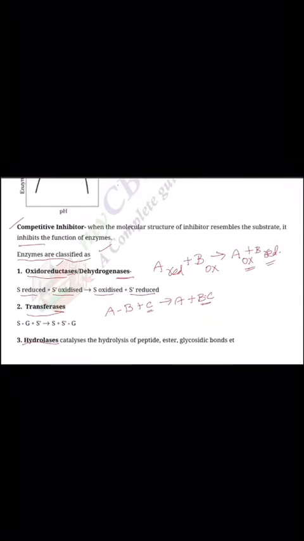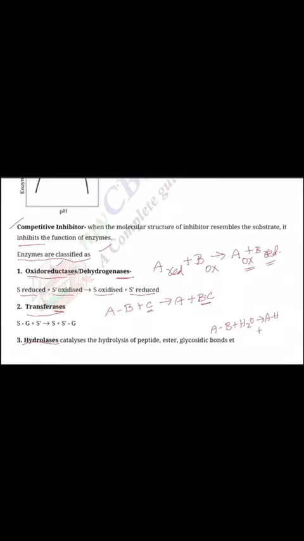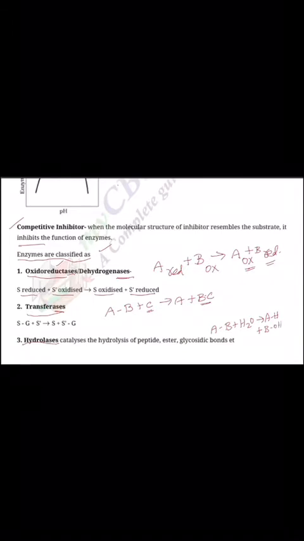And the third one, hydrolases. In hydrolases, the reaction can be written as A-B plus H2O, with hydrolases, forming A-H and B-OH. So here what's happening? They accelerate the hydrolysis of substrates. Hydros means water, lysis means breaking. So the H2O is getting broken into H+ and OH-.